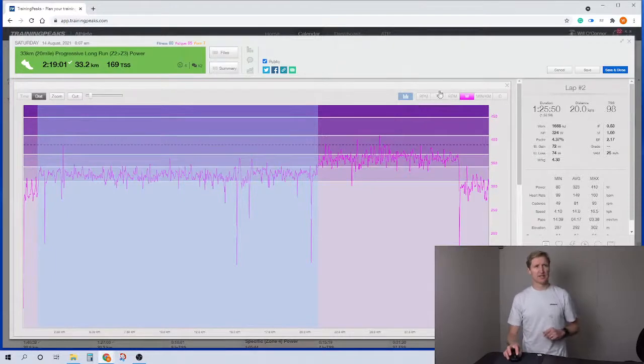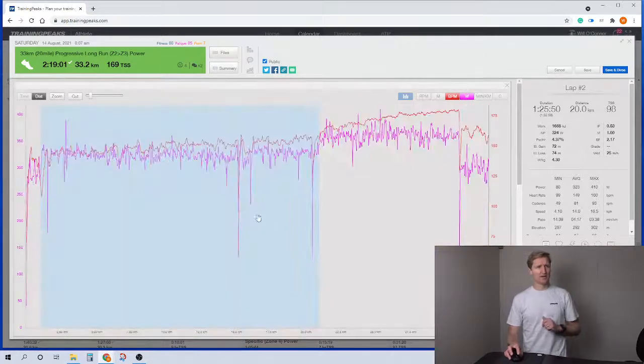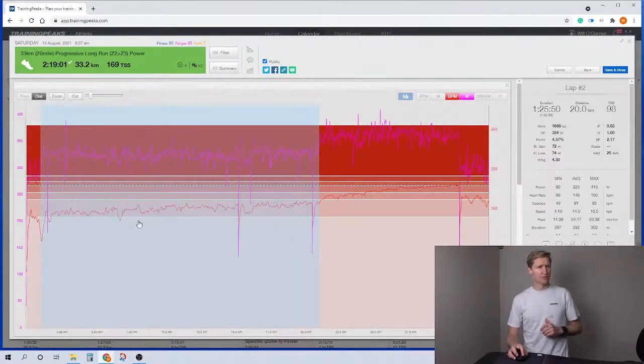But I also want to double check, what was that in terms of my heart rate? Hide zones. So now I'm going to look at my heart rate. What was my average heart rate? 149. That's amazing, because I know that is, show zones, easily in zone 2.